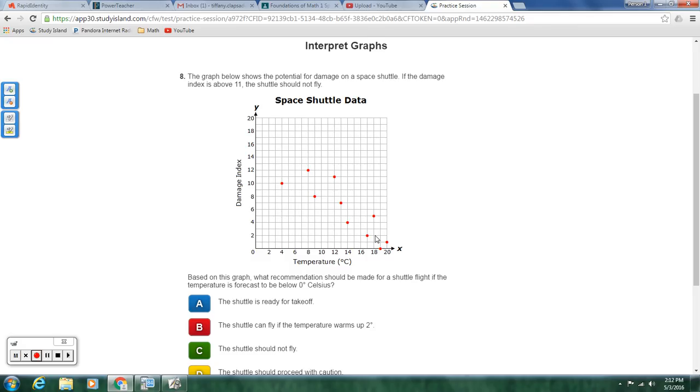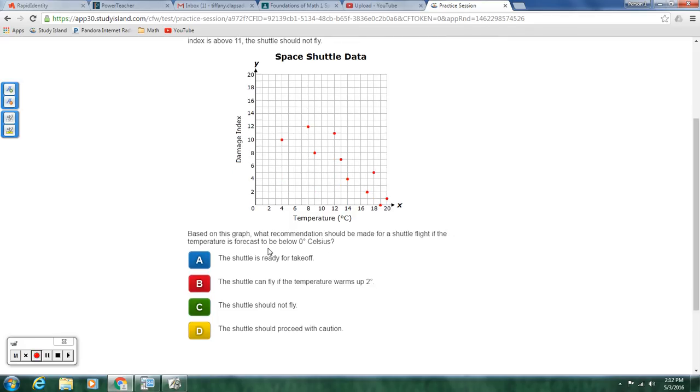It decreases. So based on this graph, what recommendations should be made for a shuttle flight if the temperature is forecast to be below 0 degrees Celsius? So if it is 0 degrees Celsius, remember, if we drew a line through here, it'll be somewhere up in here, isn't it? So would you want to be on that space shuttle? No, I wouldn't want to be in it, because at 0 degrees, the potential for damage is really high compared to down here. So what would you pick?